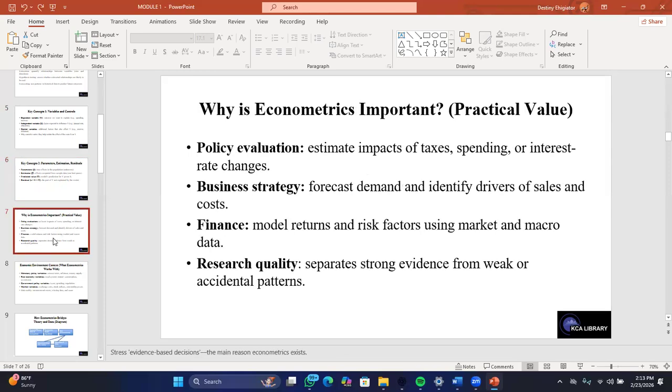Now, why is econometrics important? It is used for policy evaluation, for business strategy, for finance, and for research quality. It is also used to separate strong evidence from weak or accidental patterns.